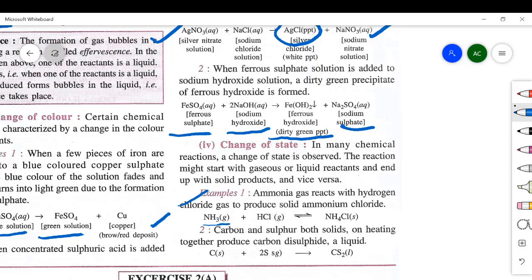This is ammonia gas, this is hydrochloric acid gas in the gaseous form, and a solid compound ammonium chloride is formed. So two gases combining to form one solid substance.